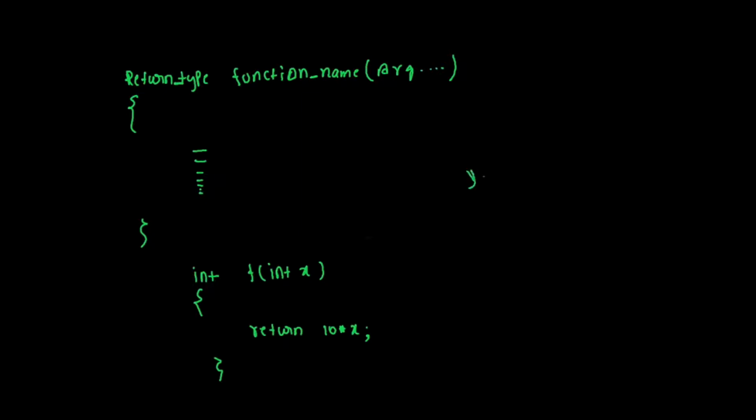Now if I write y equal to f of 10, 10 will be passed to function f, then the expression 10 into x will be evaluated, then we will get our output as 100. I hope now it would be making sense to you what exactly a function is. Let's see one more example.